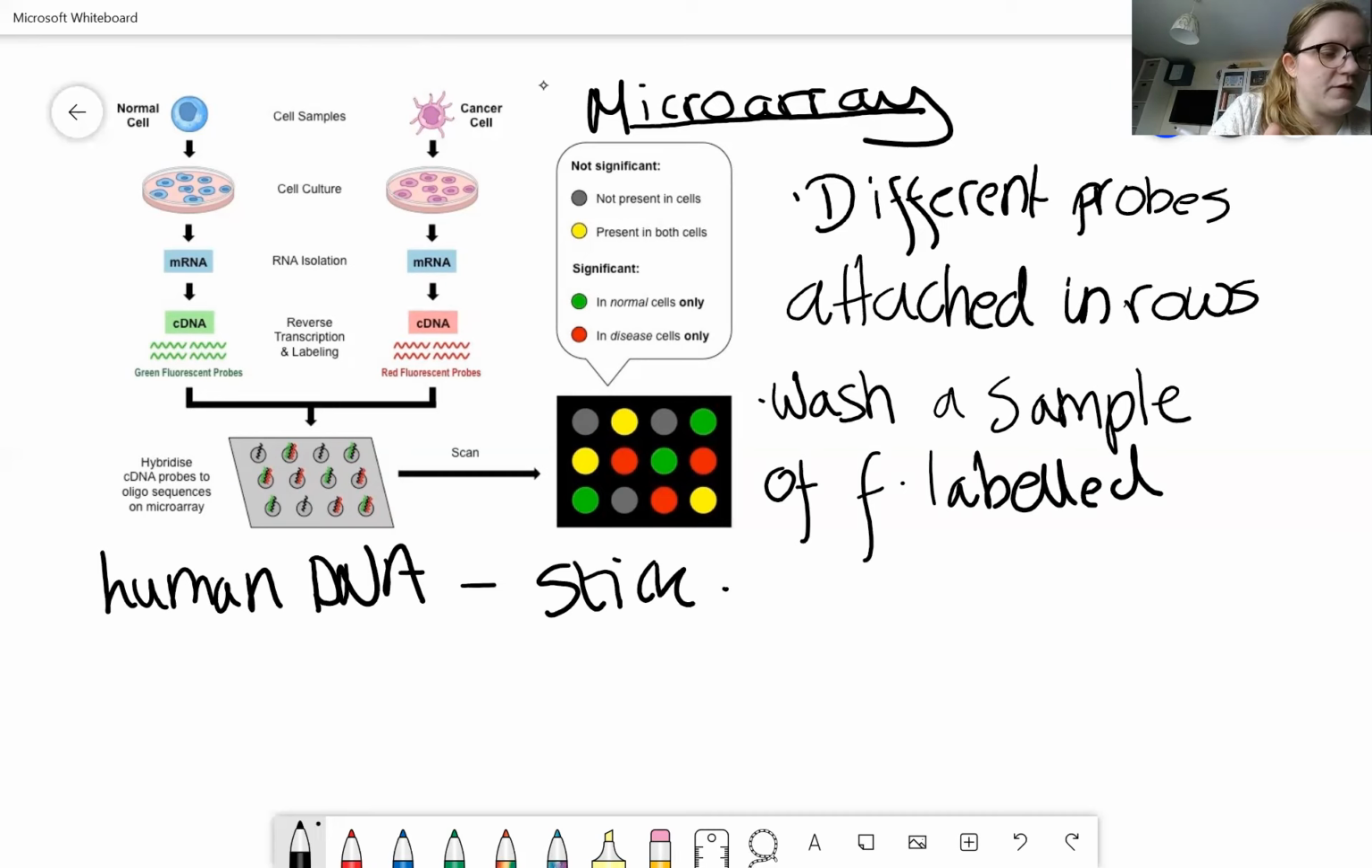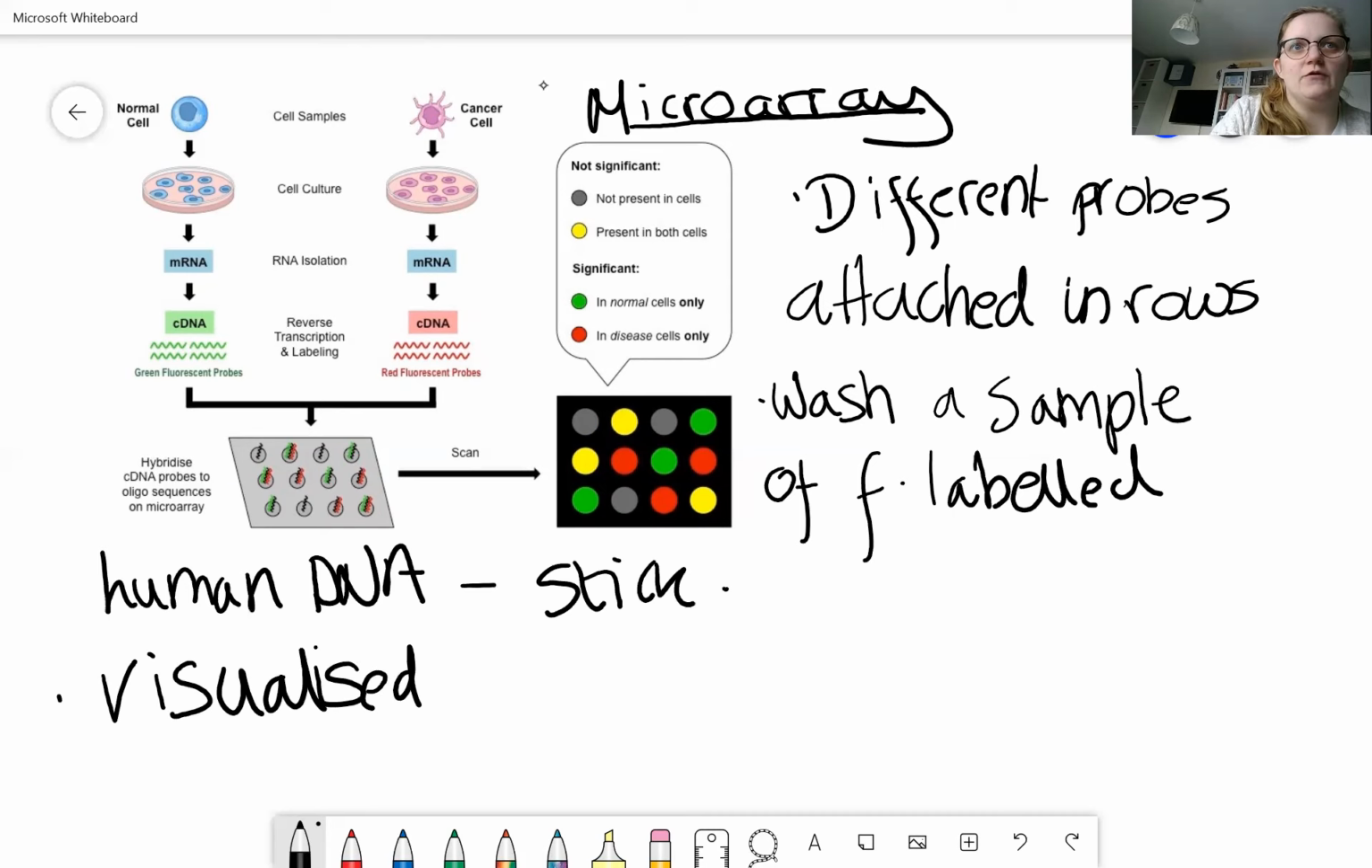What we then do is the array is then visualized, and as you can imagine, it's visualized under UV light because it's fluorescently labeled. So we visualize it under UV light. And exactly the same as when we were using just the individual DNAs with just one probe, the labeled DNA attached to a probe will show up. It will fluoresce. Any spots that you see on a microarray, and I'm going to actually talk about this image now, means that the person's DNA contains that specific allele.